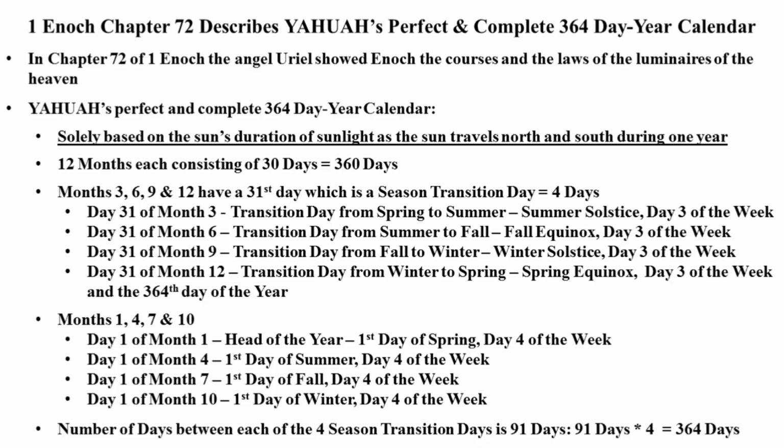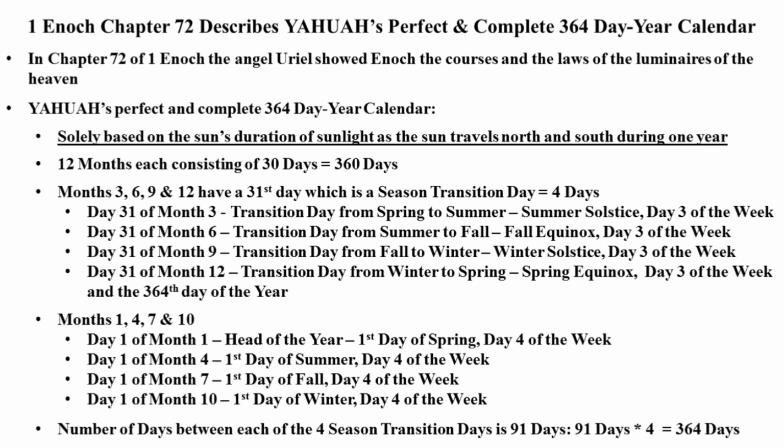Day 31 of month 3 is the transition day from spring to summer, summer solstice, and day 3 of the week. Day 31 of month 6 is the transition day from summer to fall, fall equinox, and day 3 of the week. Day 31 of month 9 is the transition day from fall to winter, winter solstice, and day 3 of the week. Day 31 of month 12 is the transition day from winter to spring, spring equinox, day 3 of the week, and the 364th day of the year.